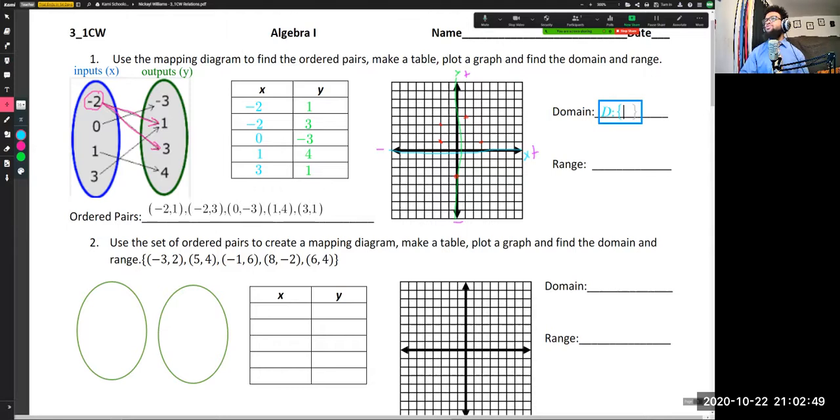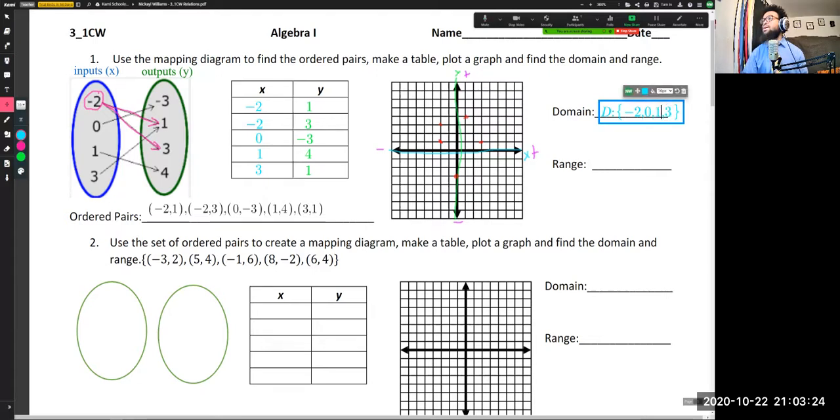And when we do our domain, I like to look right at the mapping diagram because the mapping diagram lists it from top to bottom, from least to greatest, and it only repeats it once, which is why they're so great to use. So I'm just going to write it in: -2, 0, 1, 3. That's going to be my domain. Those are my X values, my domain. All right, -2, comma, 0, comma, 1, comma, 3. And then I'm going to close my brace.